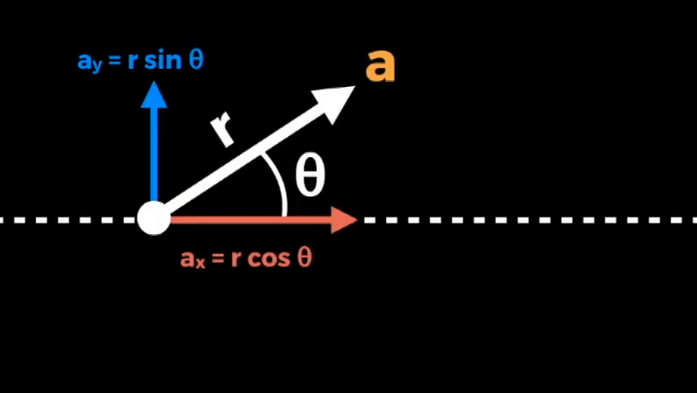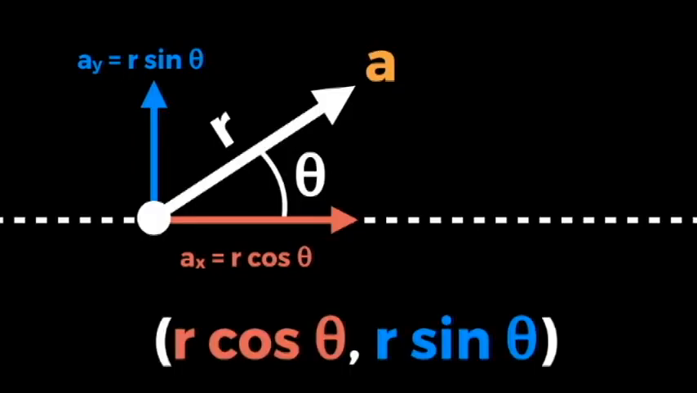Now, you can represent a vector using its x and y components like this. This is known as the ordered pair notation for vectors, where the first number is the x component and the second number is the y component. So, here's an example problem.